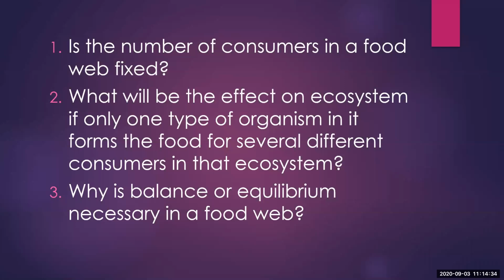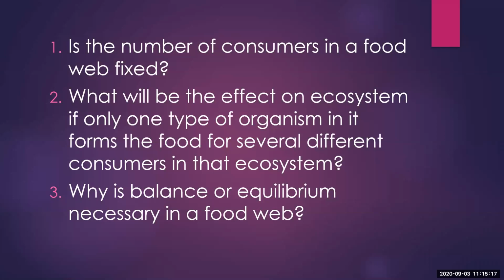All this will result in what? Imbalance in the ecosystem. Why is balance or equilibrium necessary in a food web? If there is no equilibrium in the food web, then the interaction within and among the different trophic levels of the ecosystem will not take place. Means the interaction between the organisms in an ecosystem will not take place.